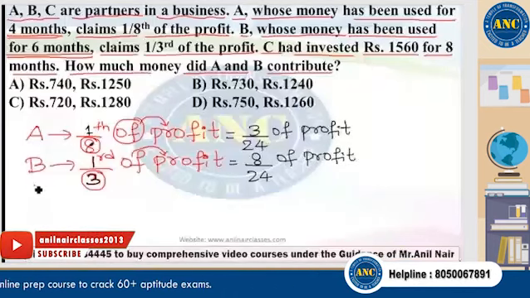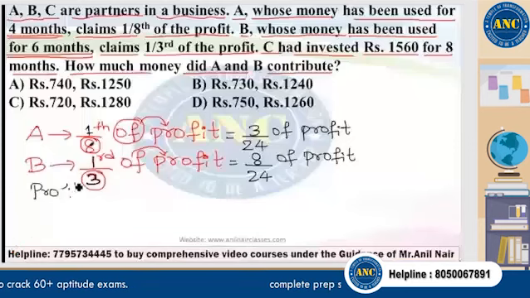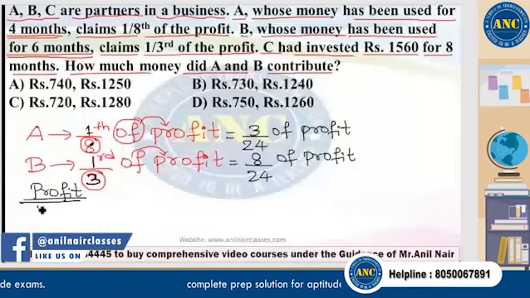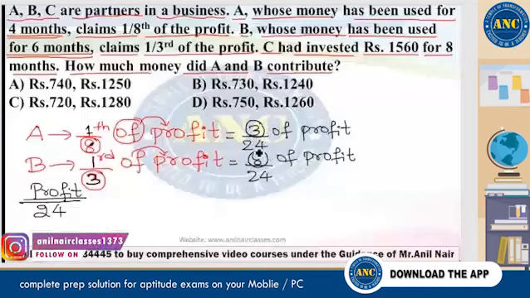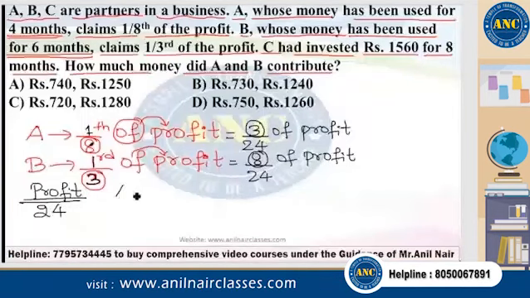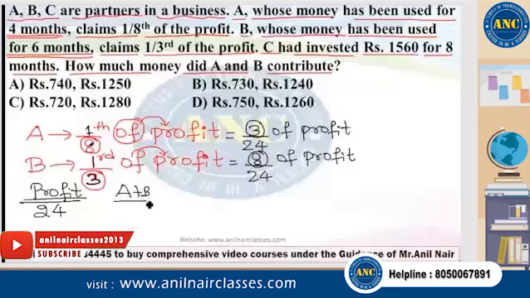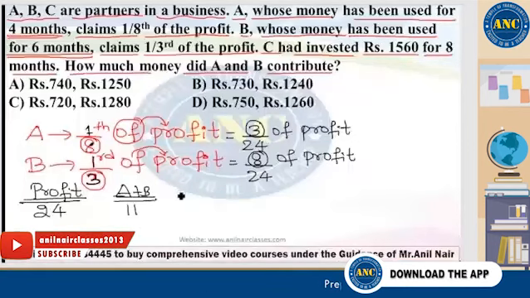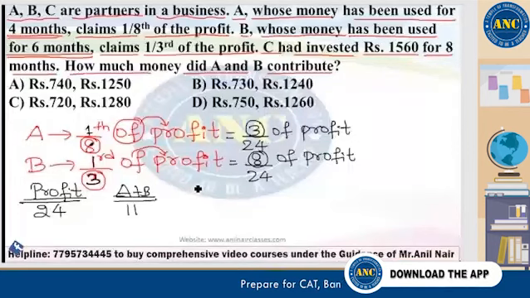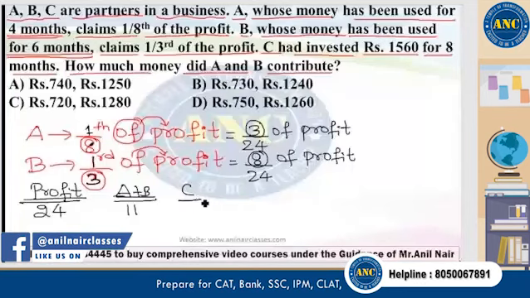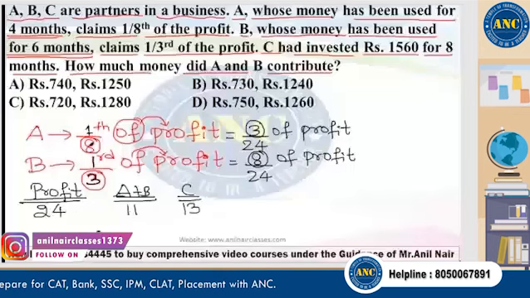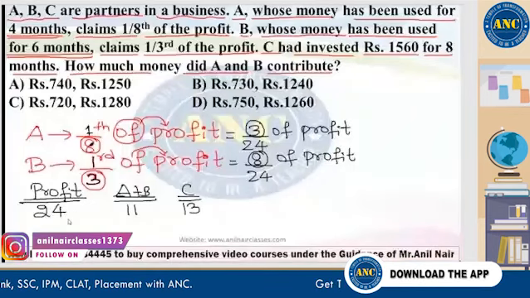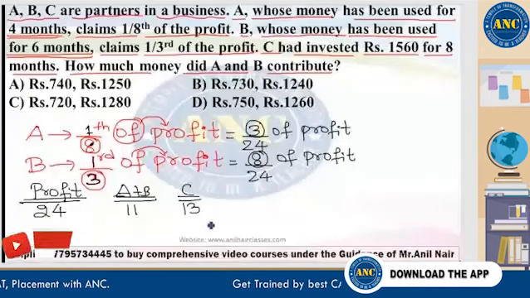Now can I say that the total profit has denominator 24? So A is getting 3 rupees out of it and B is getting 8 rupees out of it. Totally A and B are getting 3 plus 8, 11 rupees. If A and B together are getting 11 rupees, the remaining 13 rupees should be a part of C, because 24 minus 11 is 13. According to our assumption, C is getting 13.